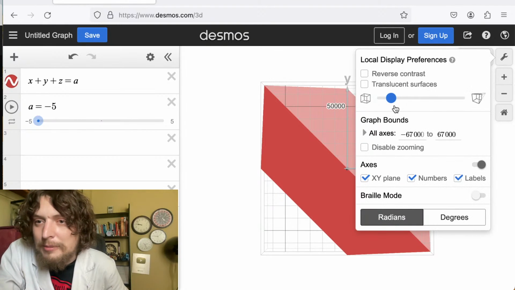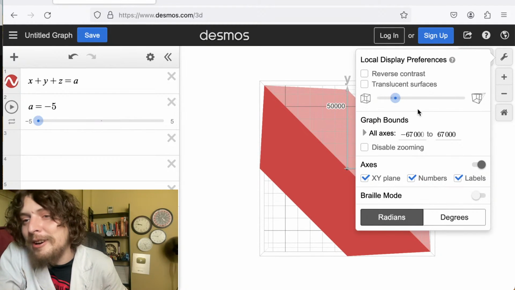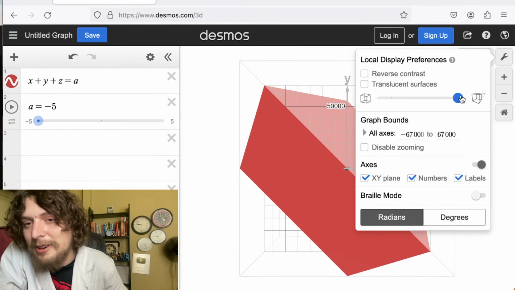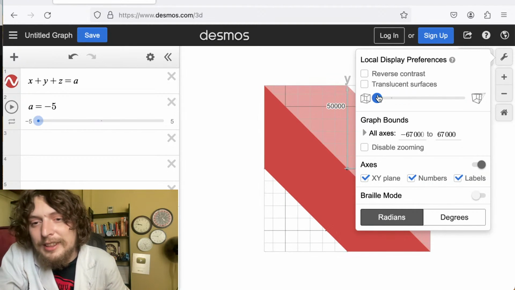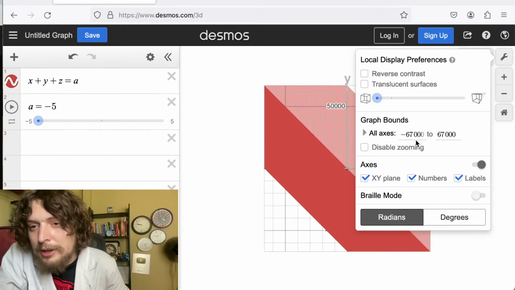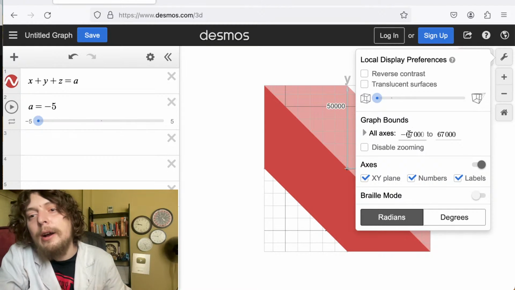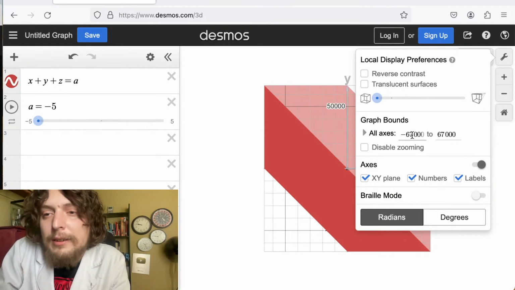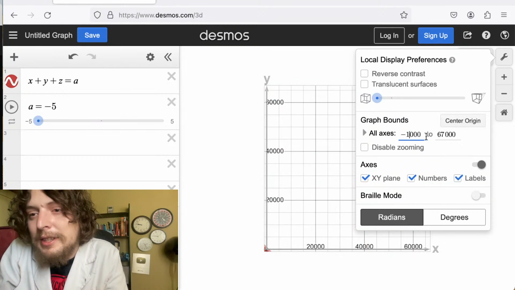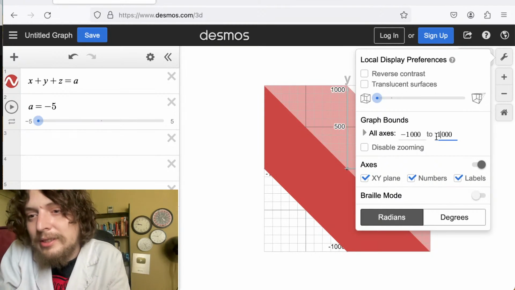Somebody said the tool icon. The tool icon may help us. It looks like it's going from a cube to a cone or a square pyramid. So, okay, that expanded it a little, I think. I don't know. This, no, this, no, this. Probably not Braille mode. And translucent. Reverse contact. Oh, graph bounds. This could be it. Maybe not. No, it's still in a box. Just change the size of the box.